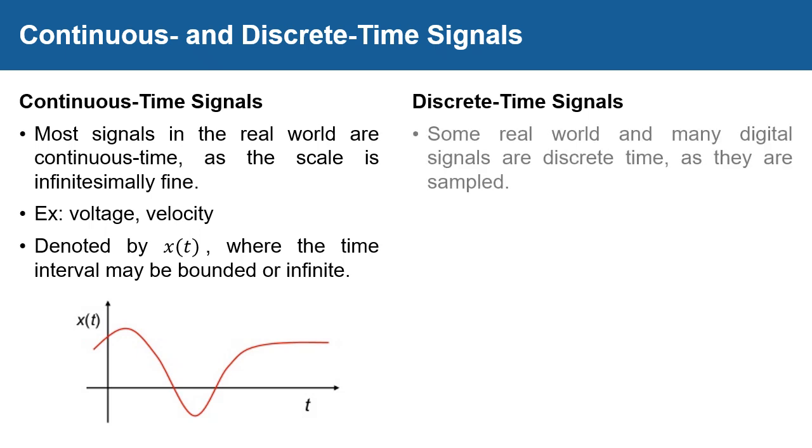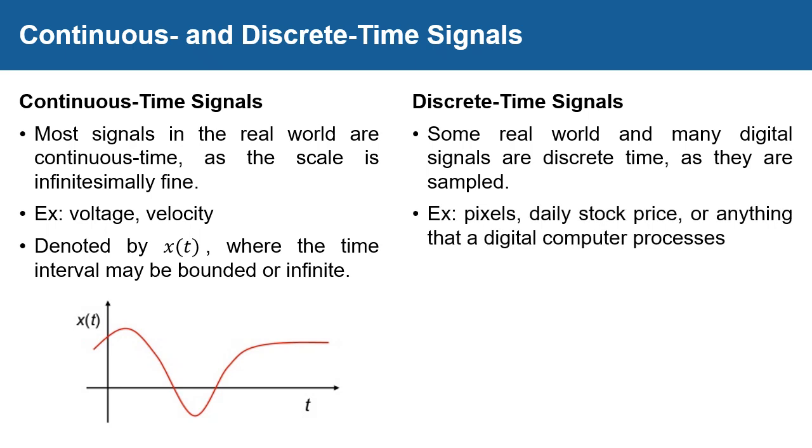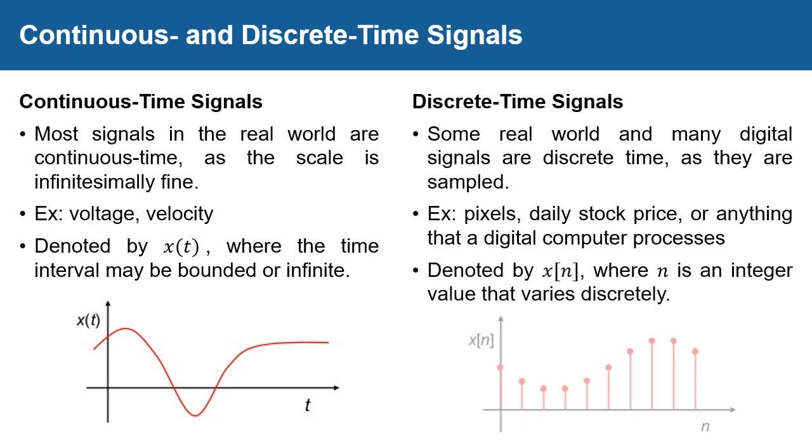Discrete time signals. Some real-world and many digital signals are discrete time as they are sampled. Examples of these are pixels, daily stock price, or anything that a digital computer processes. This is denoted by x(n), where n is an integer value that varies discretely. This is the figure for the discrete time signal. As you can see, we have sampling.